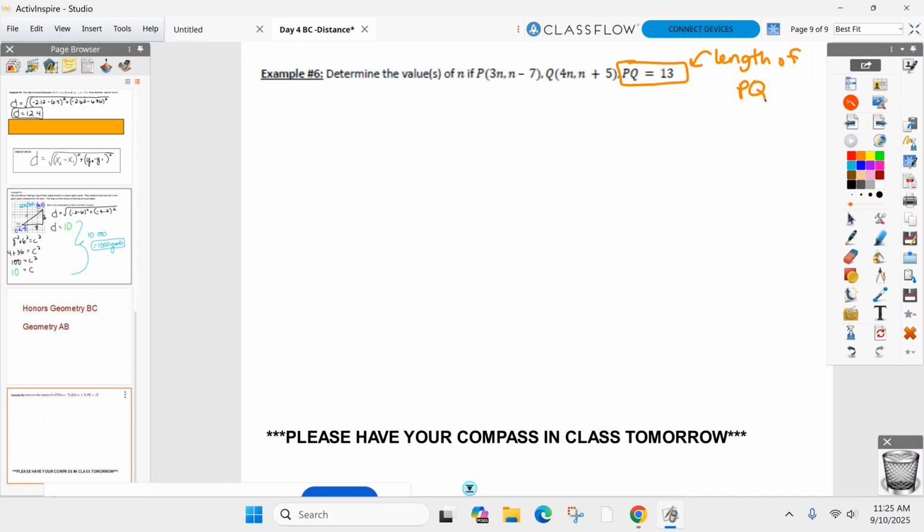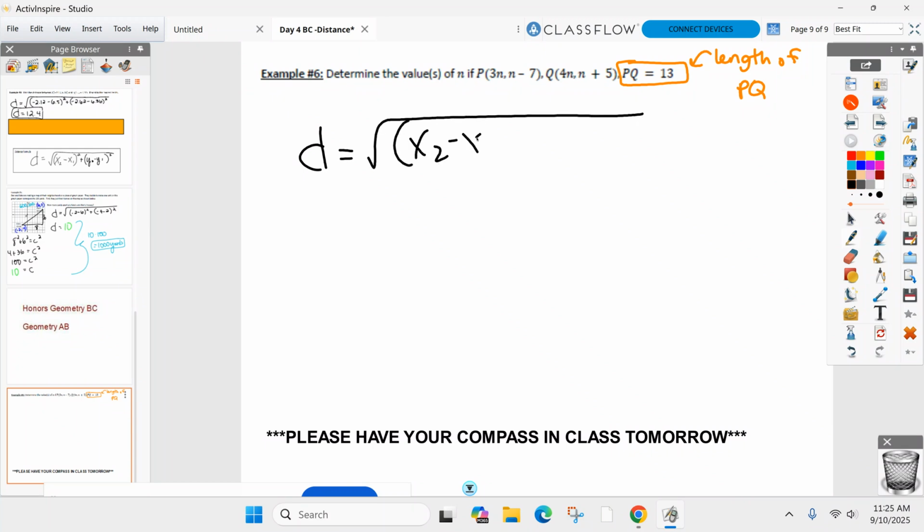So I am going to use the distance formula, but guess what? I already know what the length is. I'm not asking you to find it. I'm asking you to find what n is in those coordinates. So I'm going to start with the distance formula, just a reminder of what it is. But guess what I already know? The distance, d. So guess what I'm going to substitute in? 13 in for d. I already know what it is. Here we go. Equals.